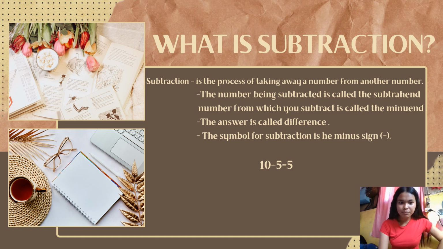what is subtraction? Subtraction is the process of taking away a number from another number. The number being subtracted is called the subtrahend, and the number from which you subtract is called the minuend. The answer is called the difference. The symbol of subtraction is the minus sign. So, this example, 10 minus 5 equals 5.